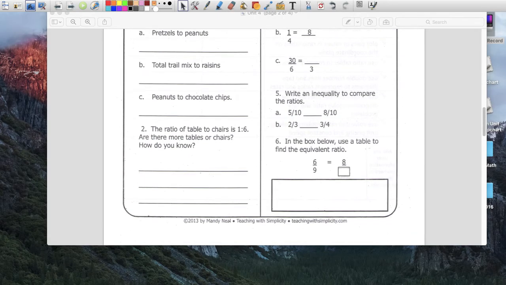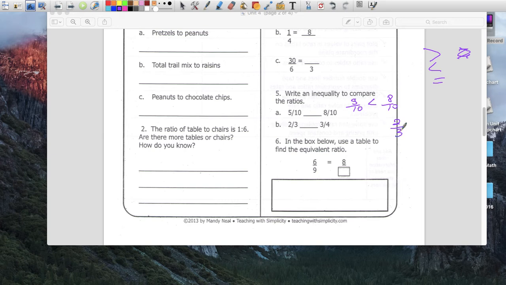Write an inequality to compare. So 5/10 and 8/10. Let me just write 5/10 like this and 8/10. Okay, so with an inequality, is it greater? Is it less? Or is it even equal? 5/10 is obviously less than 8/10.